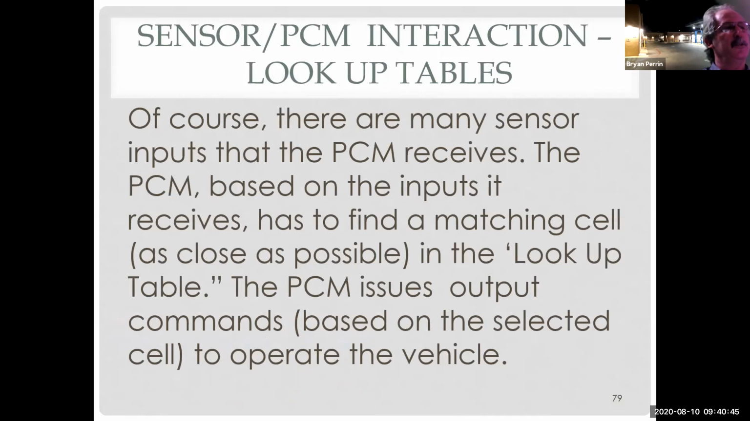So of course, there are many sensor inputs the PCM receives. The PCM, based on these inputs it receives, has to find a matching cell or as close as possible. So obviously, the more cells I have, the better matches I'm going to get. Fewer cells, more, this is the best fit. It's close. So in the lookup table, the PCM issues output commands based on the selected cell to operate the vehicle.